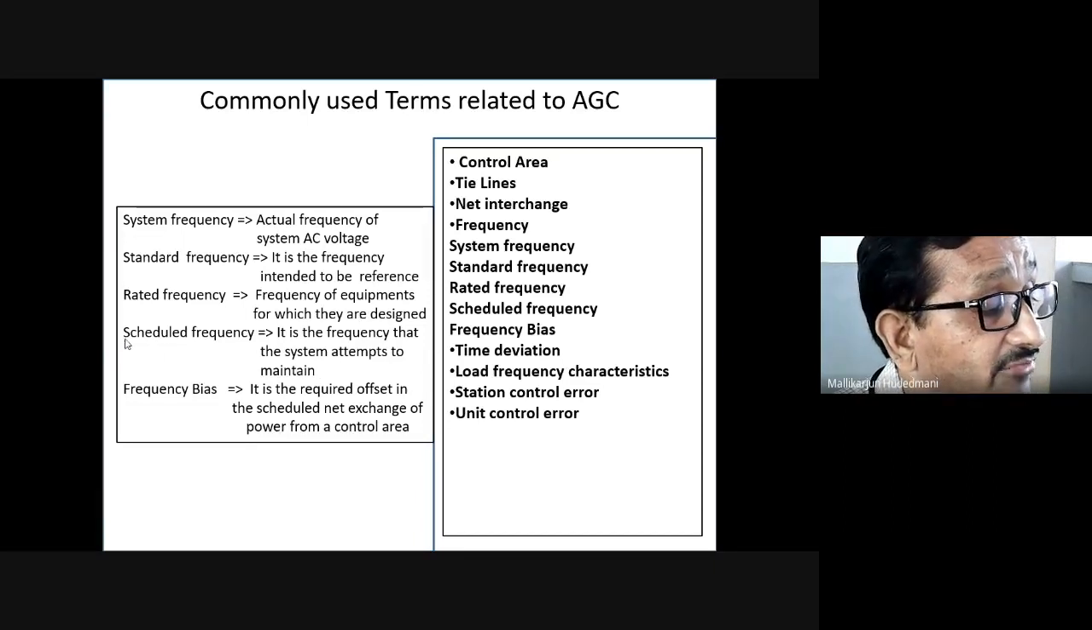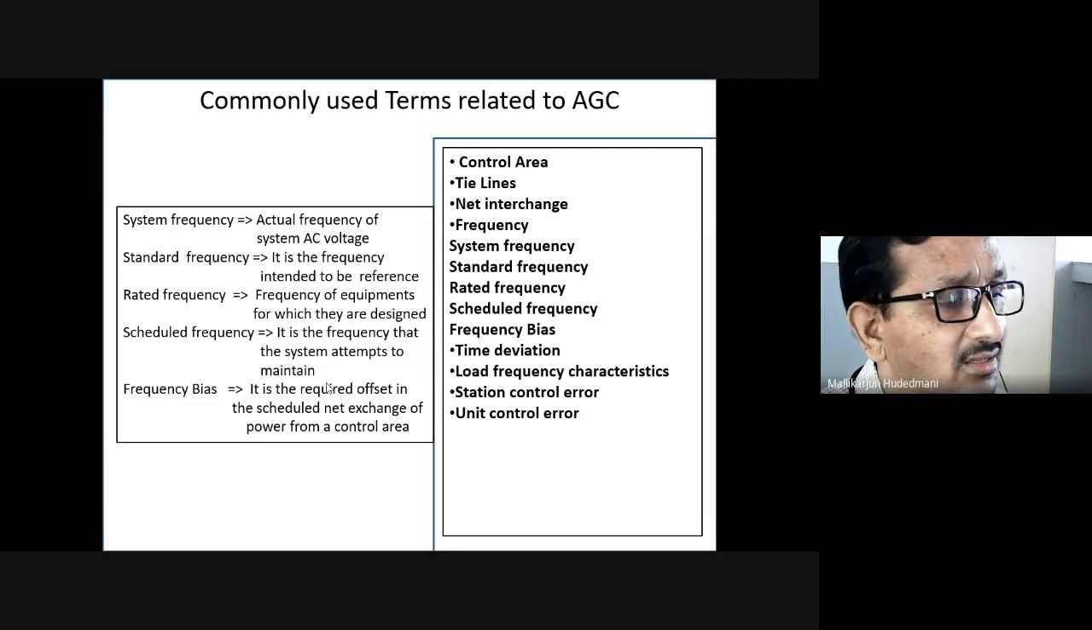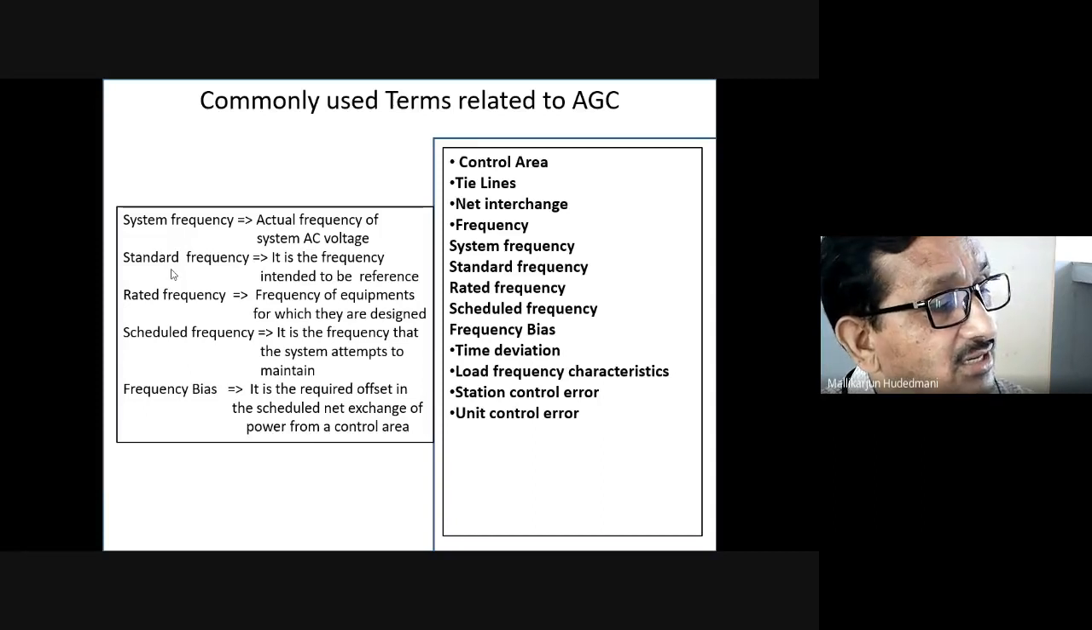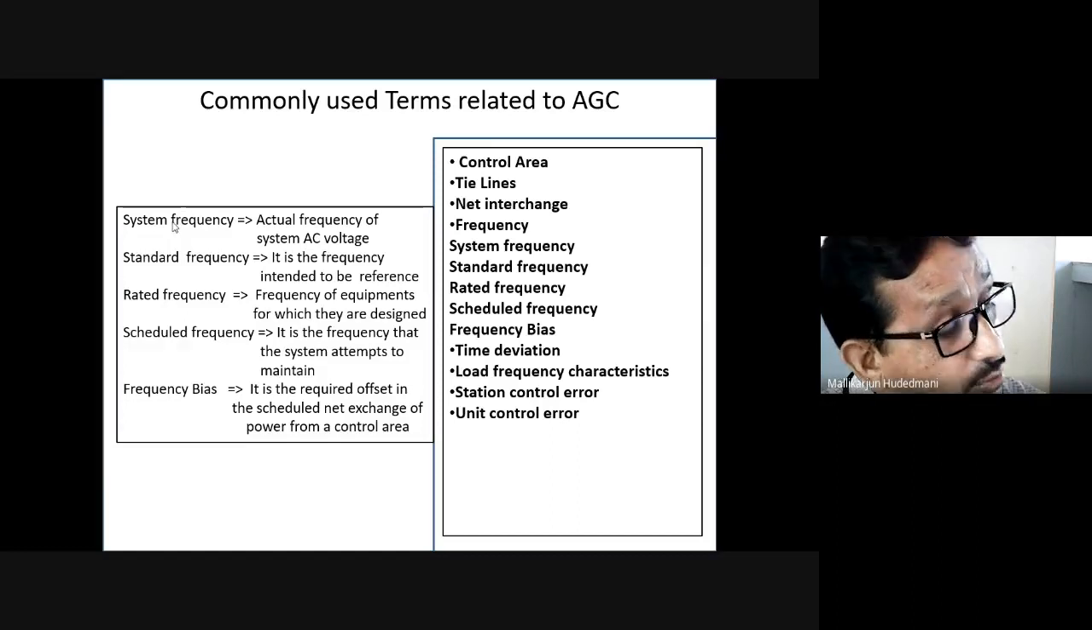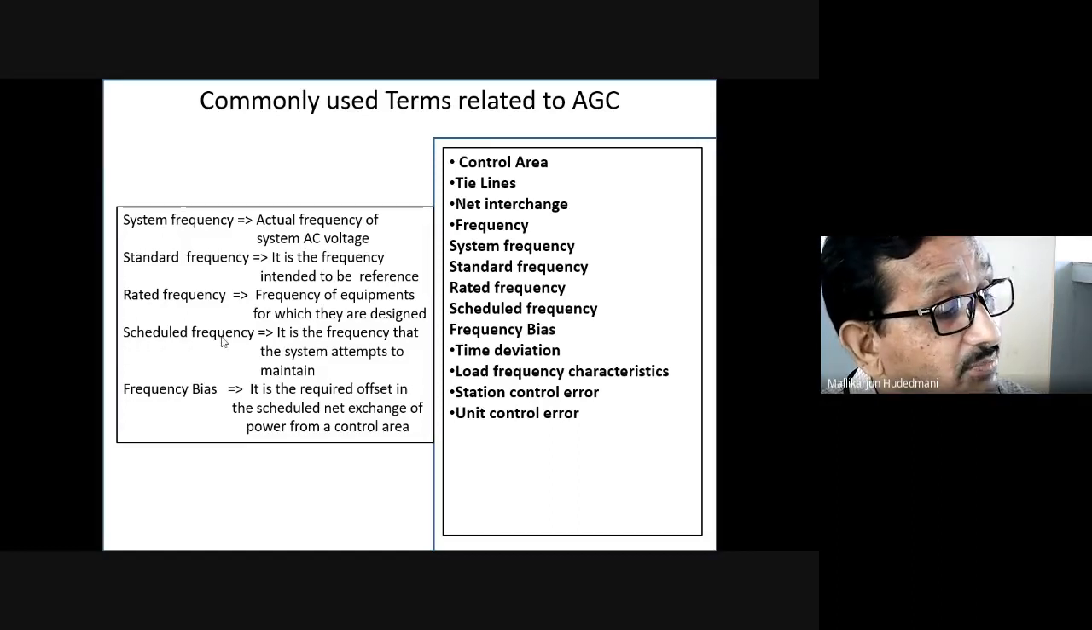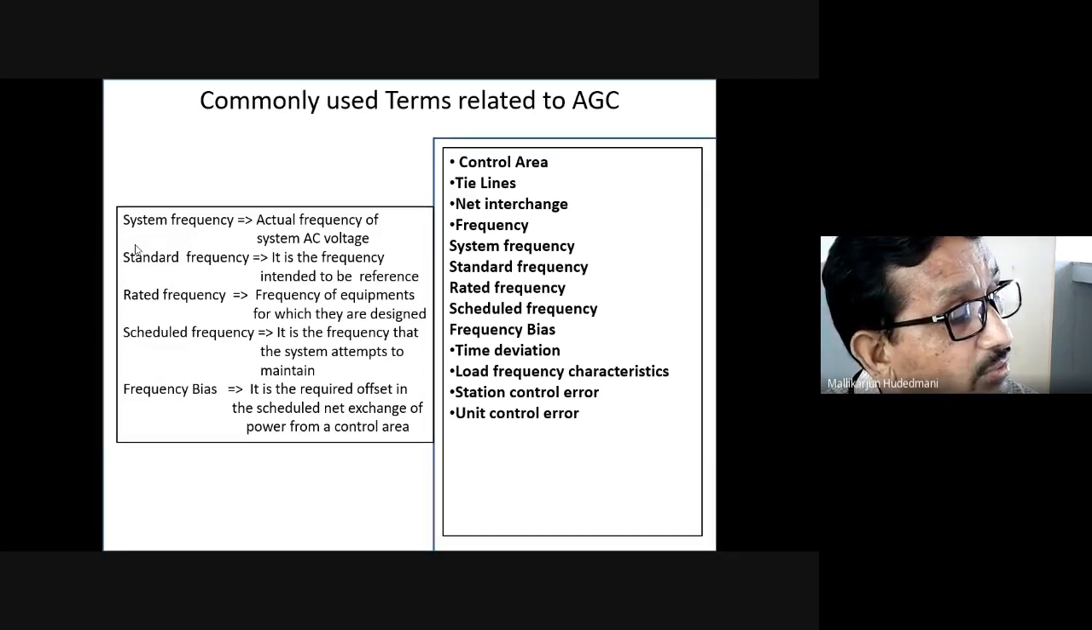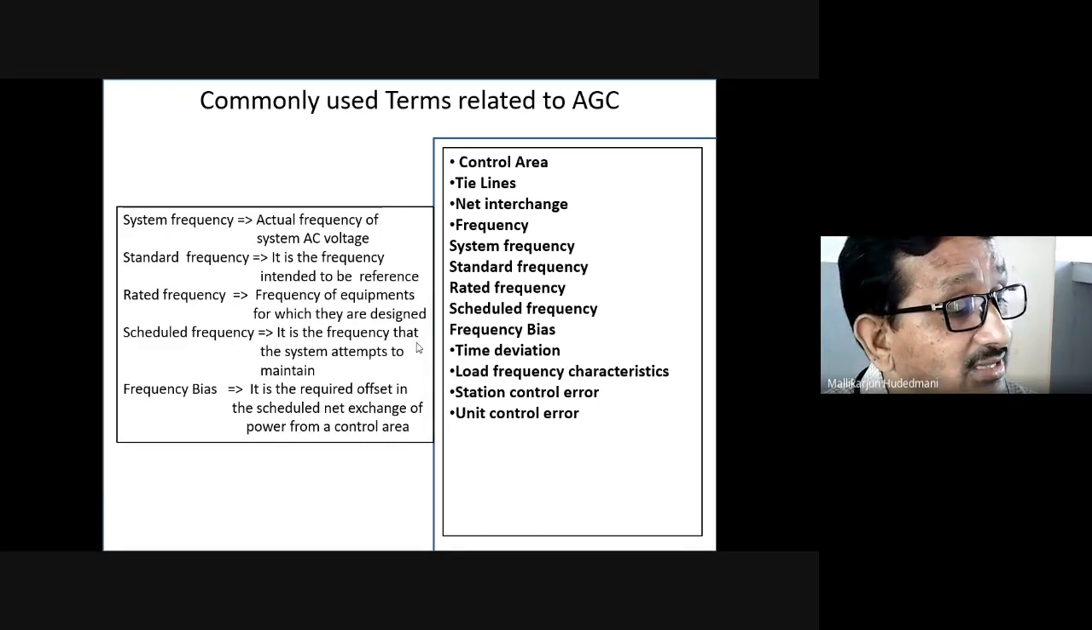The next keyword refers to scheduled frequency. It is the frequency that the system attempts to maintain. Here, standard frequency is a reference intended. System frequency is the frequency actually possessed. Scheduled frequency is the frequency attempted. So when I say 50 Hz, can they all be close to 50 only? Yes, they must be. Scheduled frequency refers to the frequency that the system attempts to maintain.